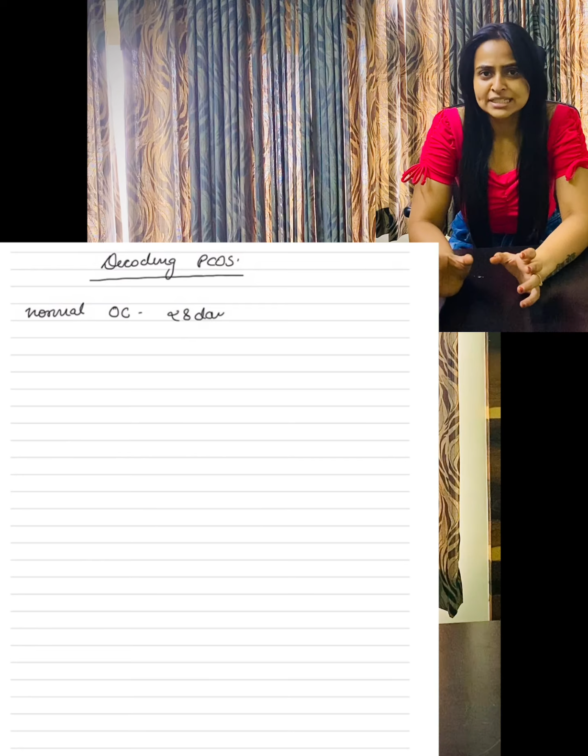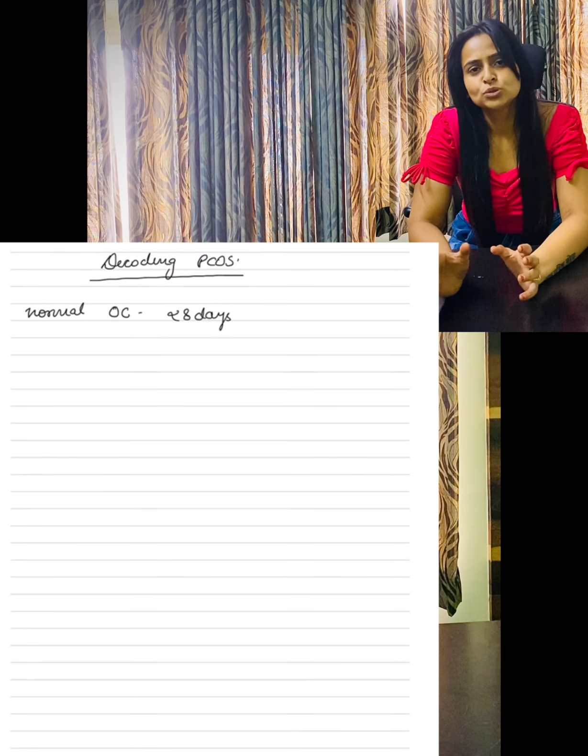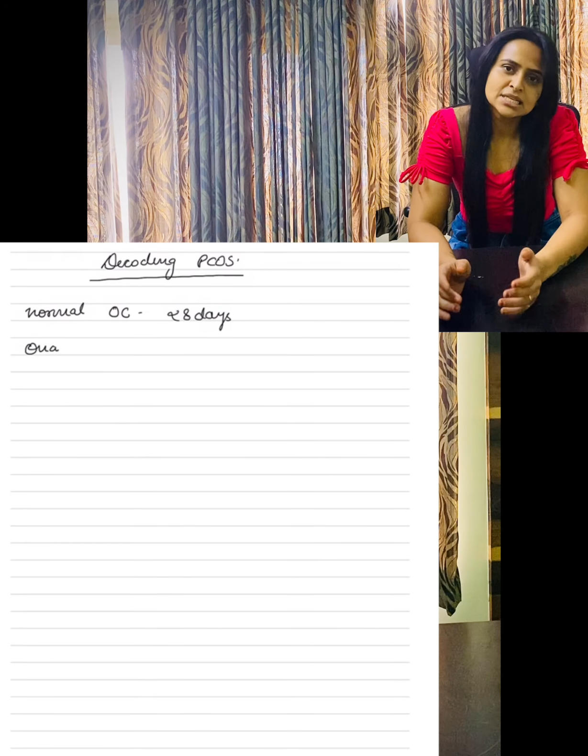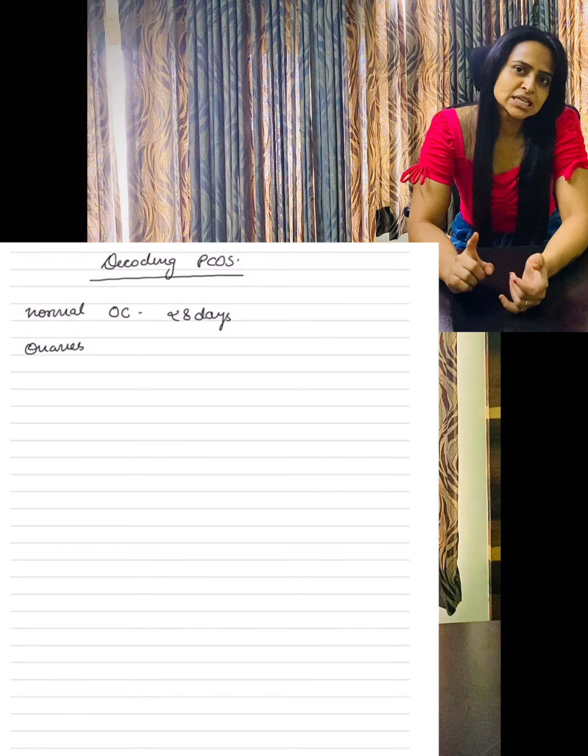Let's decode PCOS today. To understand what's abnormal, we'll have to understand what's normal first. So, let's take it quickly. A normal ovarian cycle lasts up to 28 days. What happens is, ovaries produce eggs which mature into follicles. What are these follicles? They are liquid membranes, granulosa cells with receptors at the surface called theca cells. They produce estrogen, progesterone and inhibin.